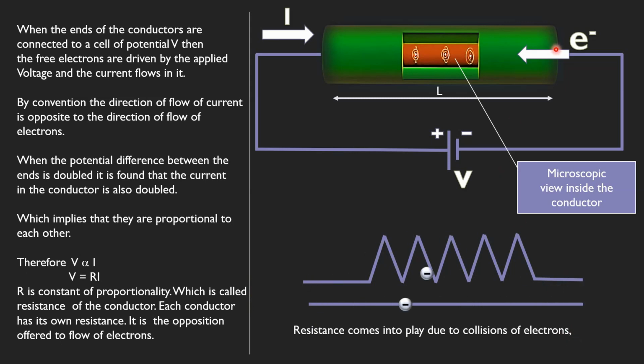When the electrons move from one end to another end, if the conductor has more resistance, there will be more collisions between the atoms and the electrons, and therefore the electrons will face very high opposition to flow from this end to this end. Therefore the value of the current is highly reduced because of the resistance.